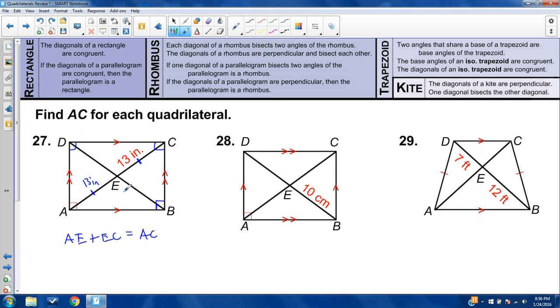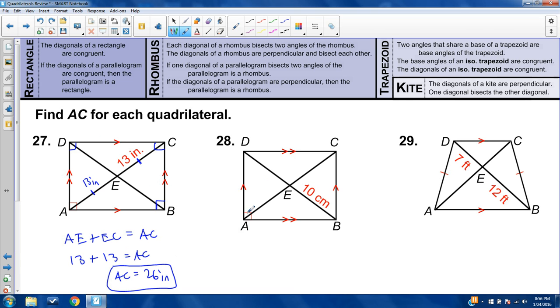No variables this time. Now we're just trying to find the length of what they ask us to find. So 13 plus 13 gives you 26 inches. So the length of that diagonal is 26. And just food for thought, if they were asking us to find DB based on this information, it also would have been 26 because it's a rectangle.